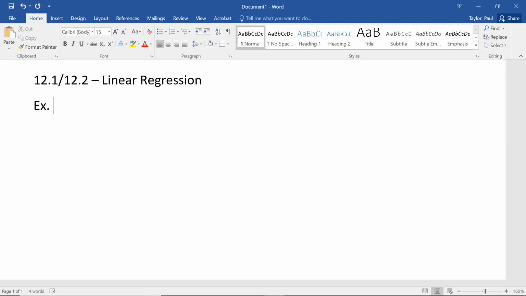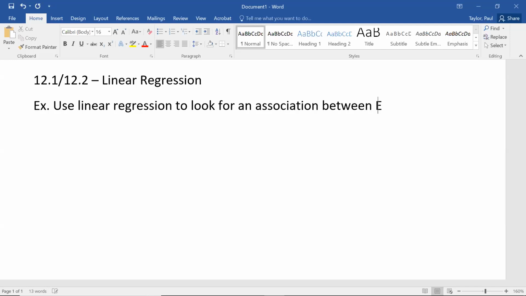So what would it look like if we plotted students' exam 1 score on the x-axis and their exam 2 score on the y-axis? Could we see a line? How much of a line would it look like? So let's use linear regression to look for an association between exam 1 and exam 2 scores.